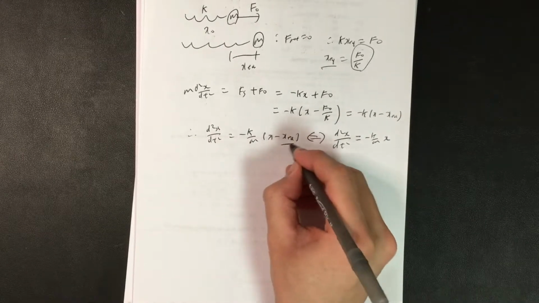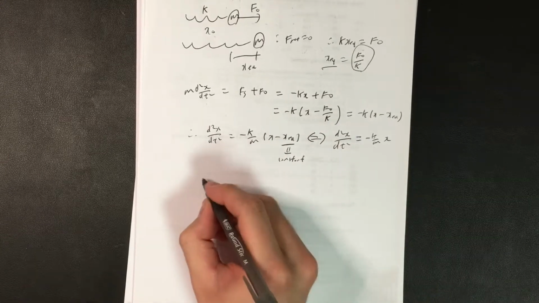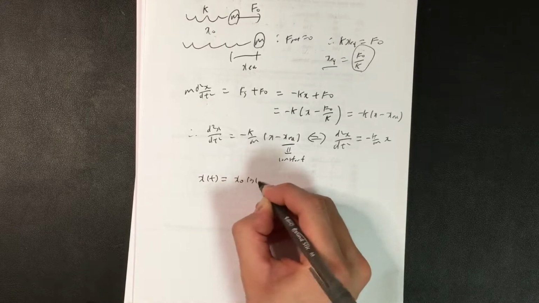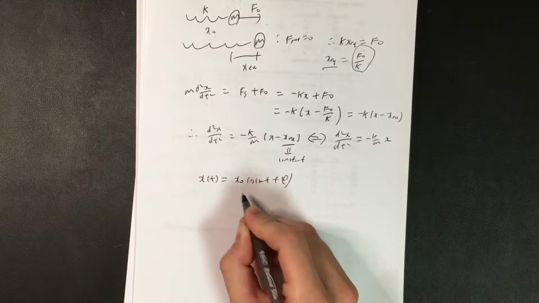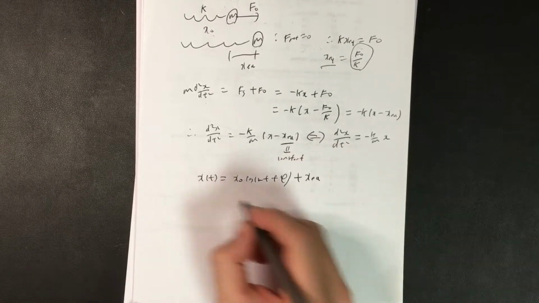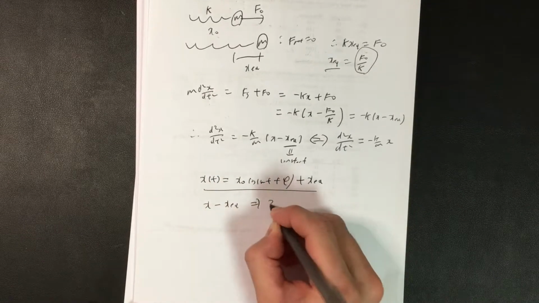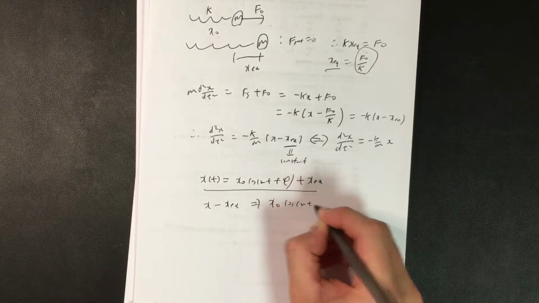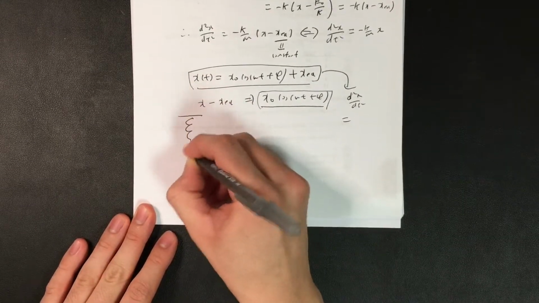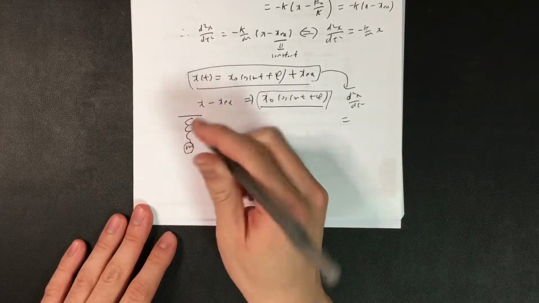But in this case, x equilibrium is a constant, which means we can simply claim that x of t equals x naught cosine(omega t plus phi), which was the general solution, and simply add x equilibrium. Because in this solution, if I subtract x equilibrium from x, this is simply x naught cosine(omega t plus phi).